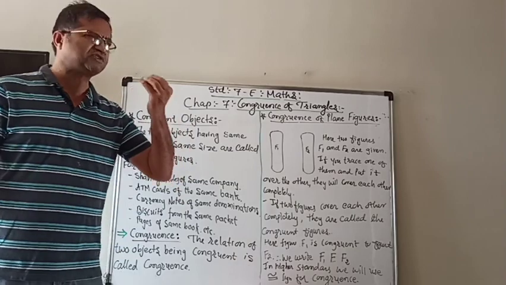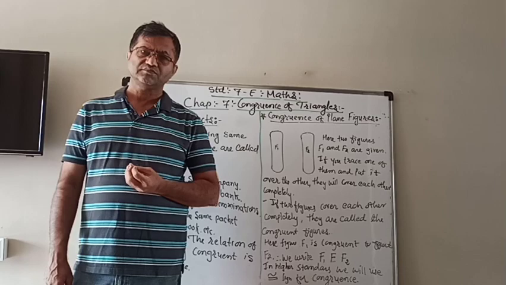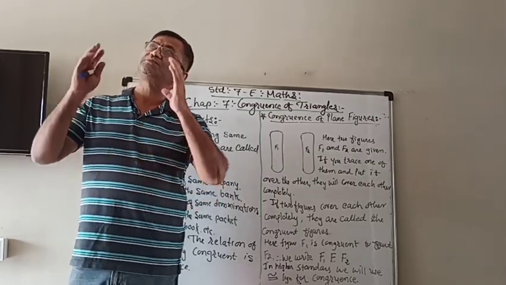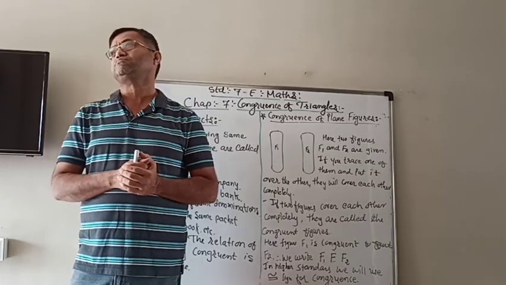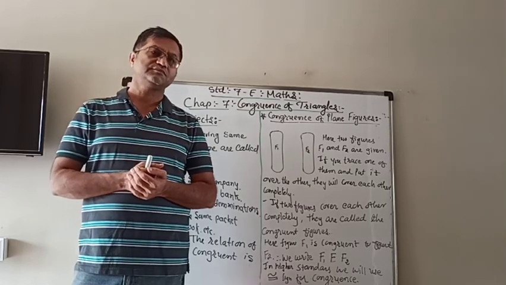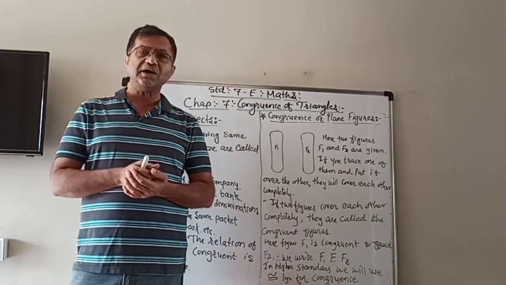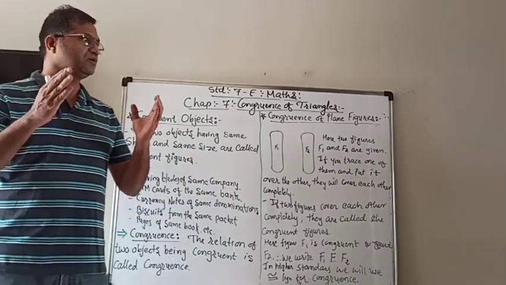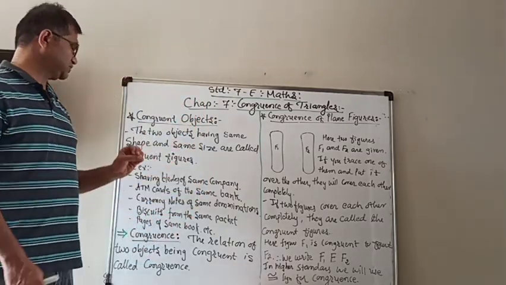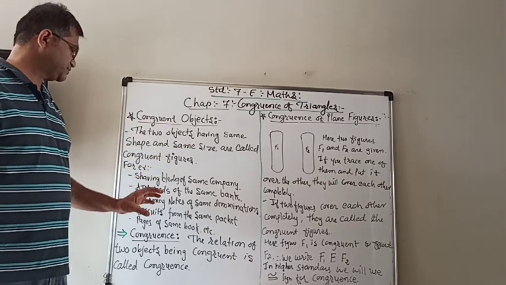Similarly, you can get so many examples like switches of the same company that you use in your house, fans of the same company of the same size, bulbs, handles of your door, and so many other things. So these examples will give you the idea of congruent. So these all are the congruent objects.